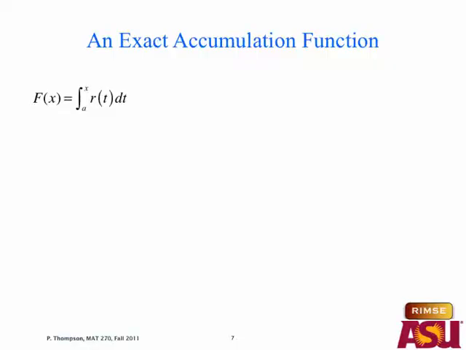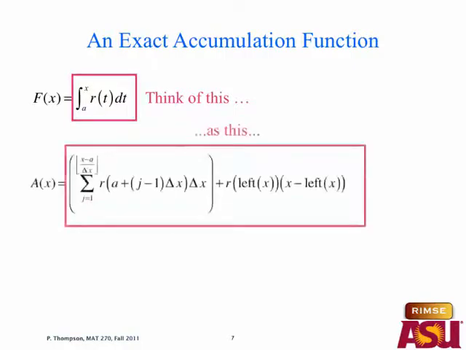Okay, so how are we to think of this integral? We think of this integral as the approximate accumulation function under a certain condition. What condition must be true for our approximate accumulation function to be the same as our exact accumulation function? What do we have to have true? Very small delta x. Yep. The delta x has to be very, very, very small. When it's very, very small, these two are the exact same function.